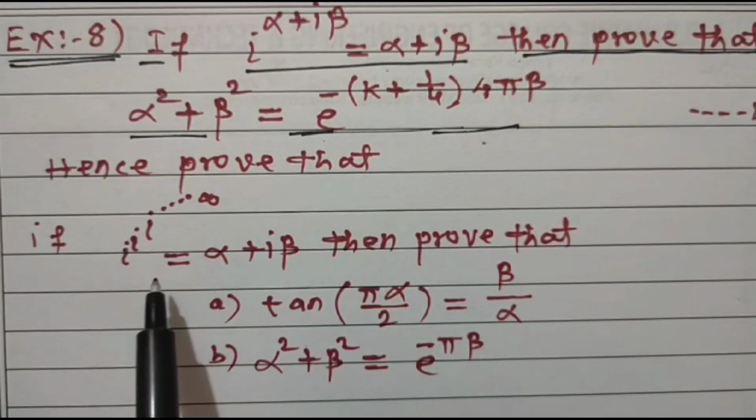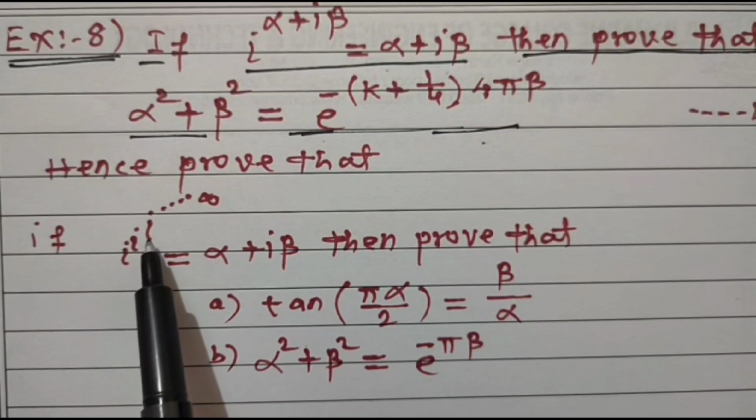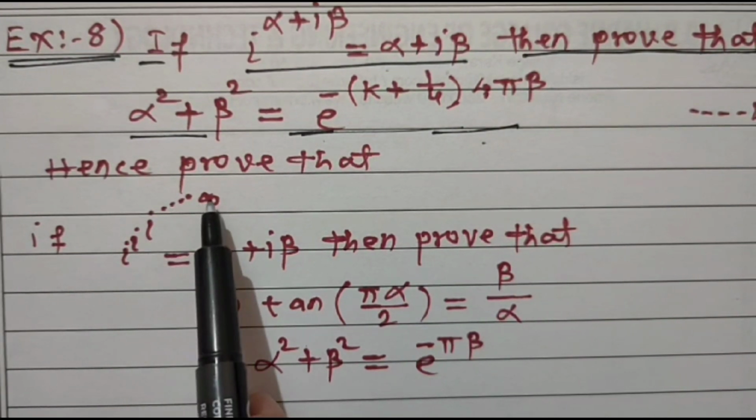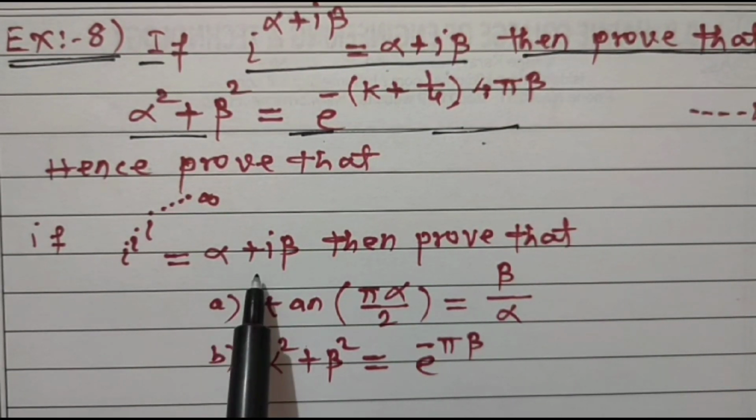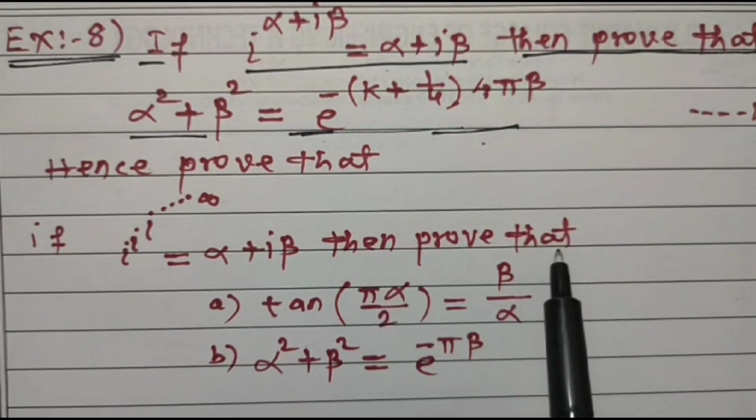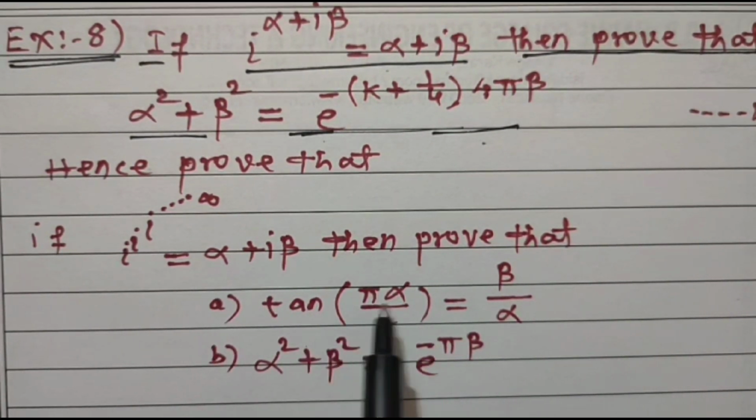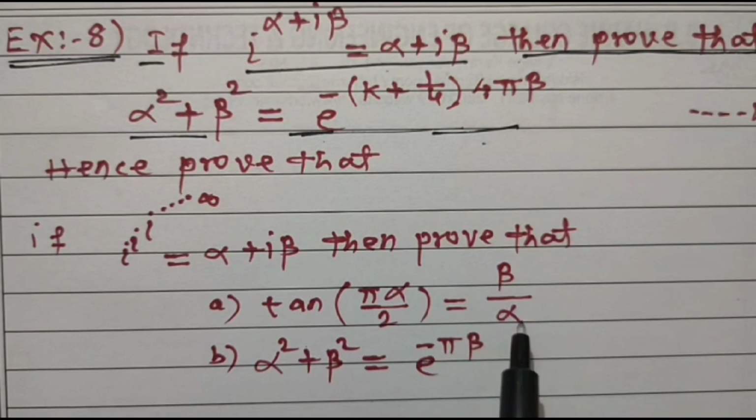And then we have to prove this: i to the power i to the power i up to infinity is equal to alpha plus i beta, suppose. Then prove that number 1, tangent of pi alpha divided by 2 is equal to beta upon alpha, and number 2, alpha square plus beta square is equal to e to the power minus pi beta. Let us solve this sum.